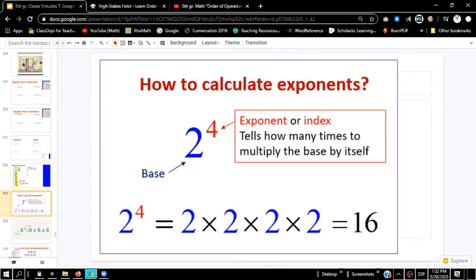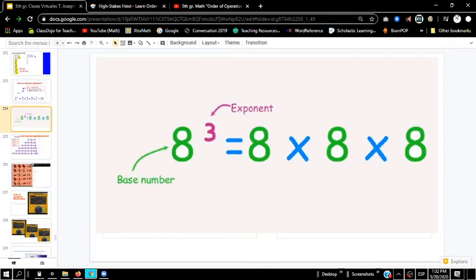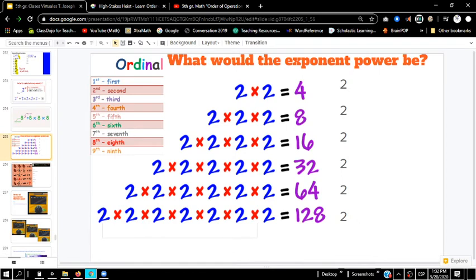Here's another example. This is not called squaring or cubing. It would just be 2 to the 4th power. You could also call this one 8 to the 3rd power. It's important that we understand, especially in English, that an ordinal number is what we're using when we're squaring or cubing a number, those exponents. And we're doing it by the power.